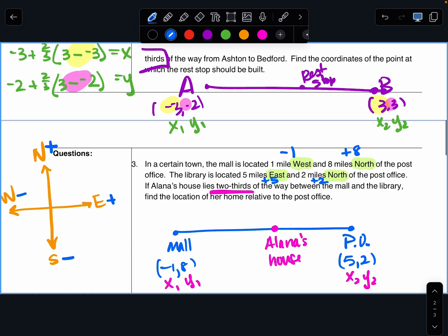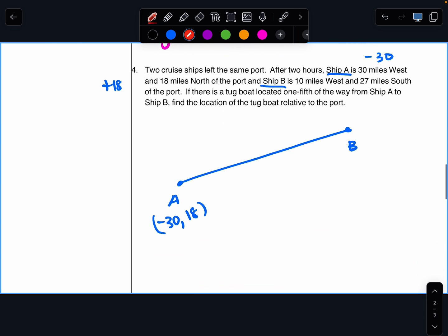Oh, let's go back and look at this. Just to clarify, this is a Y and this is a Y, and this is an X, and this is an X, right? West and east are on the X-axis. North and south are on the Y-axis, so we want to keep that straight. So then ship B is 10 miles, negative 10, and 27 miles south. So that's negative 10 and negative 27.